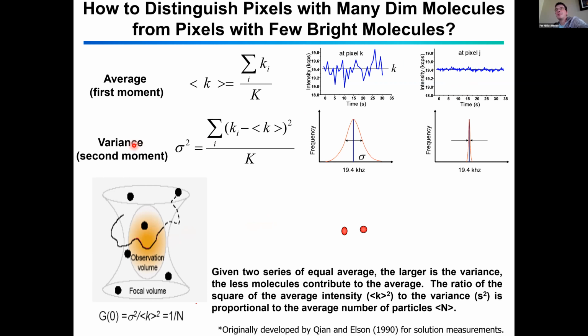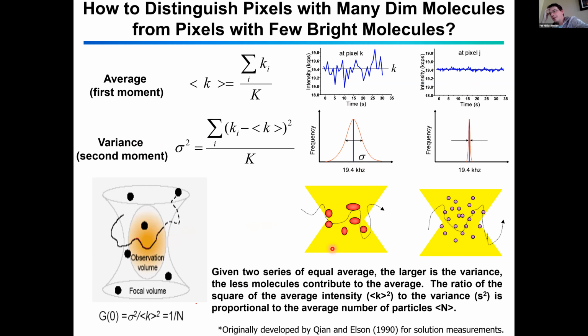And this you can quantify using looking at the variance or the second moment of the fluorescent signal in each pixel. So yeah, if you have aggregates that have many fluorophores that are very bright, they will leave and enter the observation volume simultaneously, giving you this large variance, whereas the dim monomers will give you a smaller variance.